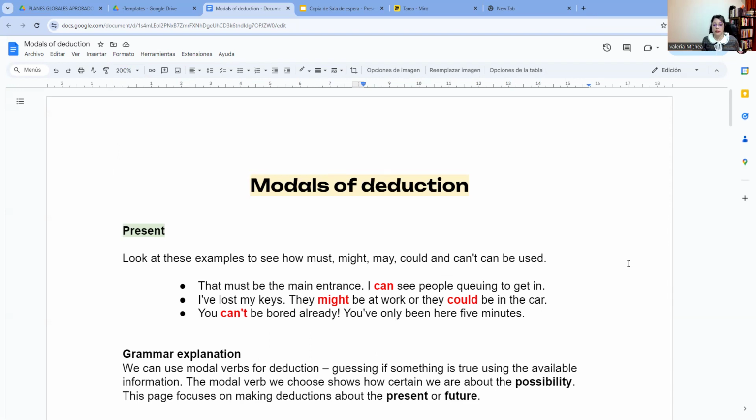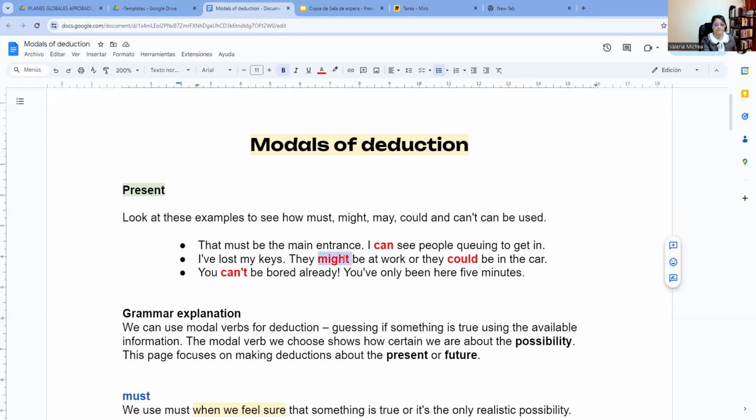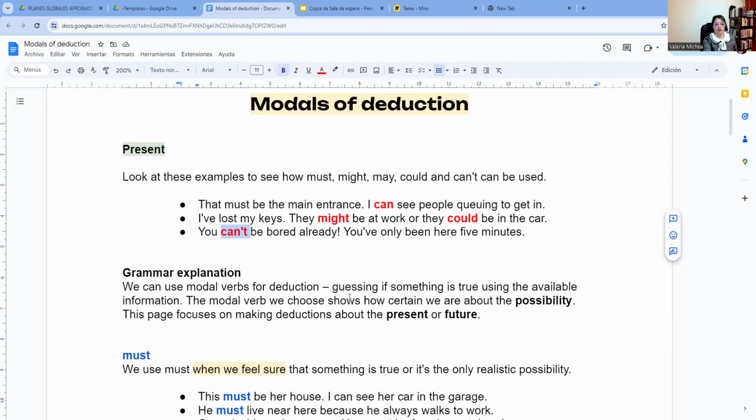So last class, we were talking about the modals of deduction. And we were talking about can, might, could, and can't. There are some examples with them, and then we had a look at the grammar explanation. Let's read the examples and then we are going to have a look at the grammar explanation so you can remember what they are about.